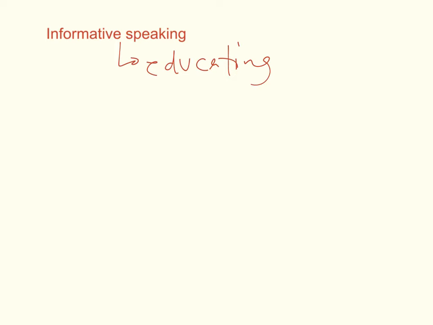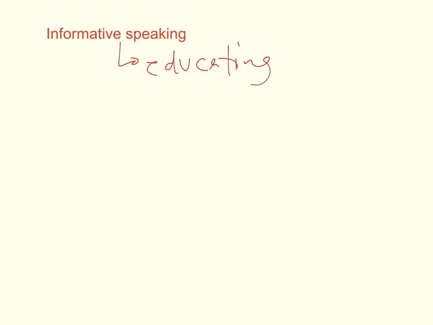So imagine doing an informative on chocolate cake, for example. If you do an informative on chocolate cake, you're probably going to make some people hungry for chocolate cake by the end of it. So a really good clincher for an informative on chocolate cake would be to bring some chocolate cake in and share it with the class or with your audience.